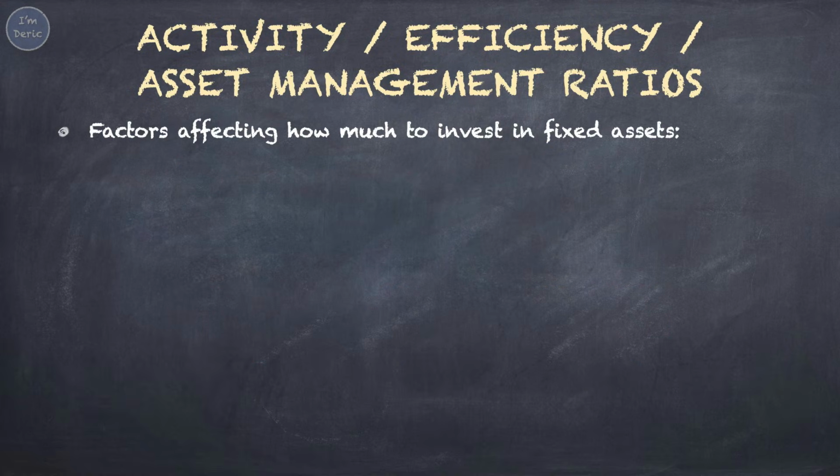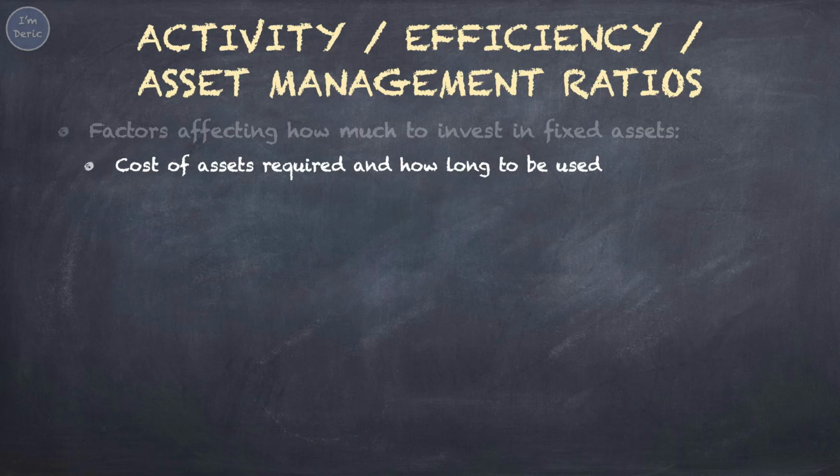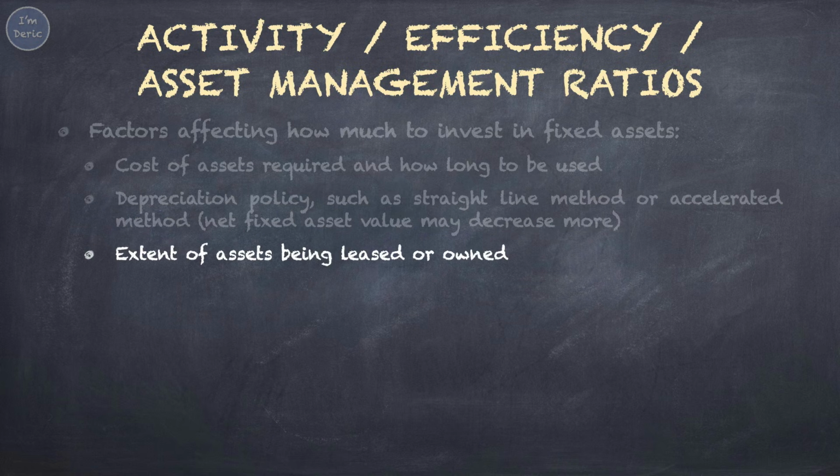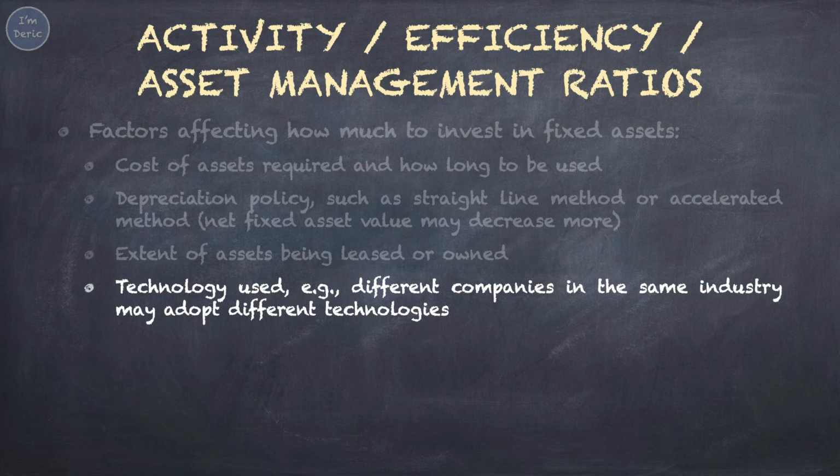There are some factors affecting how much to invest in fixed assets. These factors include the cost of assets required and how long they will be used. The longer the assets will be used, the more it makes sense to invest in them. The depreciation policy, such as straight-line method or accelerated method. For accelerated method, net fixed asset value may decrease more. Extent of assets being leased or owned. Leasing can be a good option if the company does not want to tie up too much cash in fixed assets. Technology used, for example, different companies in the same industry may adopt different technologies.